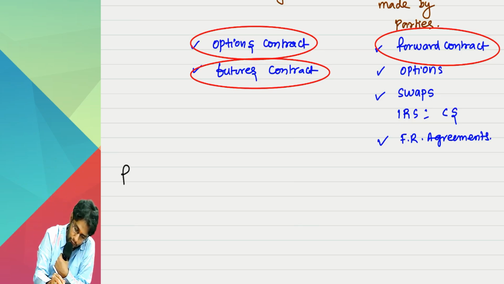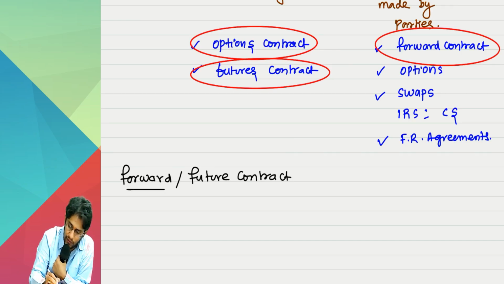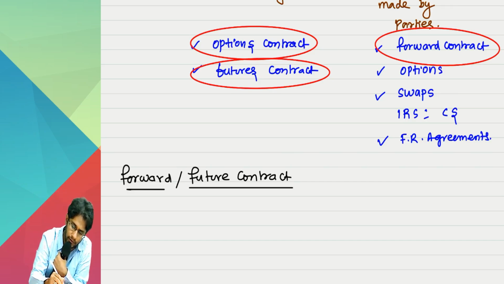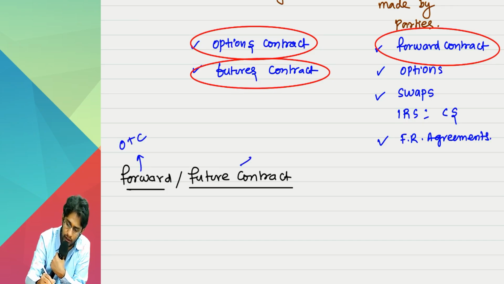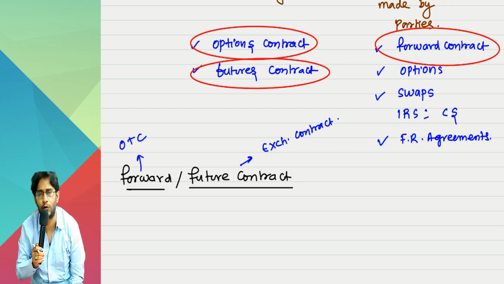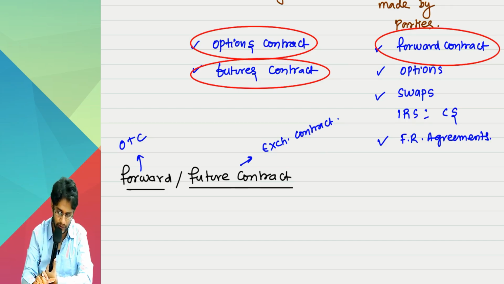First one, sir, we'll discuss what is a forward or futures contract. Sir, forward and futures both are the same, 100% same, only one point different. This is an over the counter contract, this is an exchange contract. Apart from this, the rest is totally same. Let's see how a forward works.